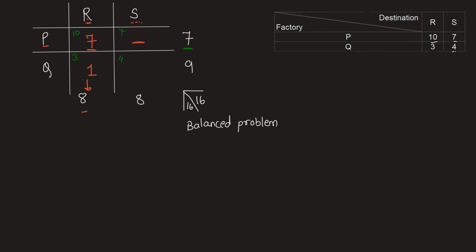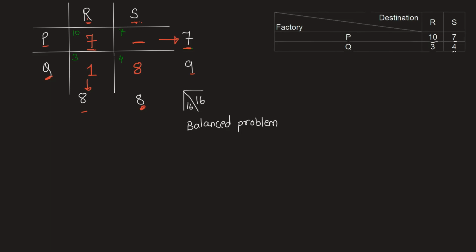All the demand that is required by S, that is of 8 units, will have to be met by factory Q, which is 8 units. So we can see that the number of units in each of the boxes is balanced here. Total units produced by Q, 9, are both utilized, and total units produced at P, that is 7, are also utilized. So this is the allocation.